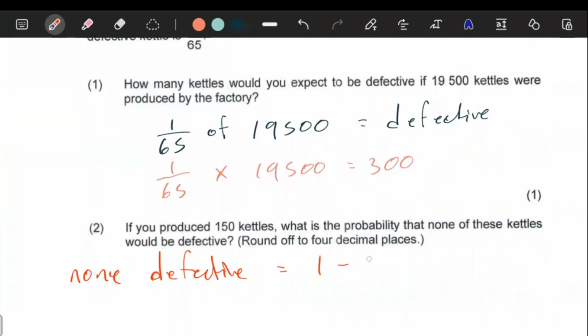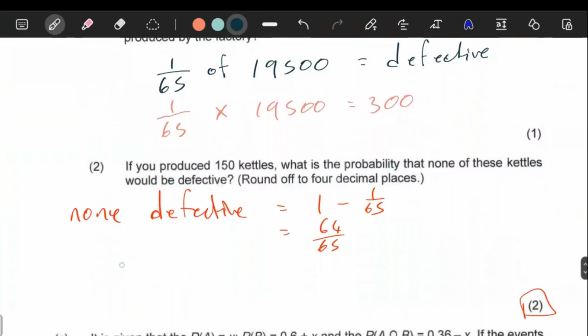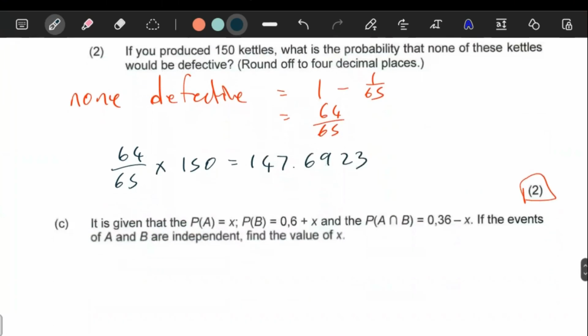Is equal to 1 minus this, which is 64 over 65. So 64 over 65 times 150. These are the ones that are not defective. So this divided by that times 150, they say to 4 decimal places, which is weird, but okay. 147.6923. There we go. We move on.